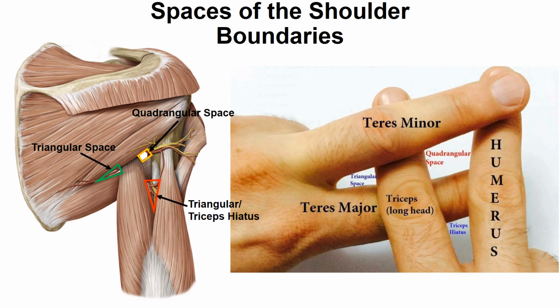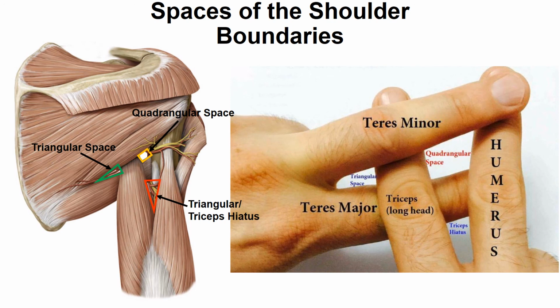Once you find your quadrangular space, if you move medially, so on your fingers, that's going to be moving towards your wrist, you'll see where the V of your left hand creates a space. So this V is going to have a superior border of the teres minor and an inferior border of the teres major. And then a lateral border of the long head of the triceps. And this is going to be your triangular space. So triangular space is medial to the quadrangular space.